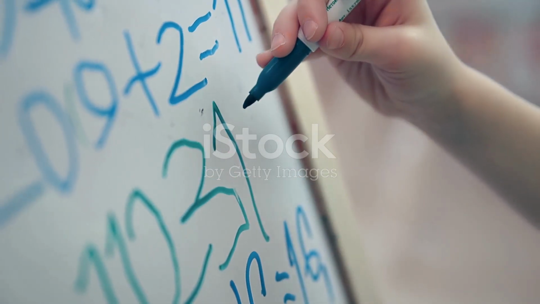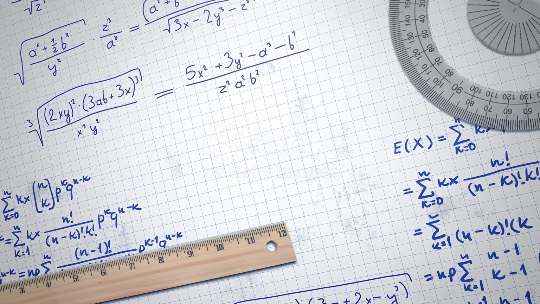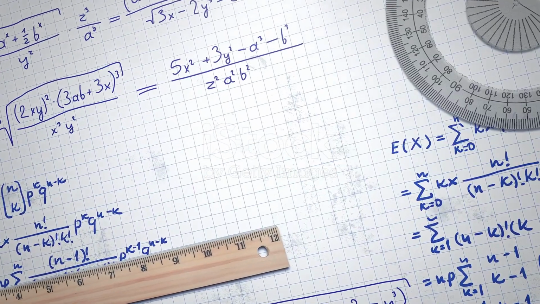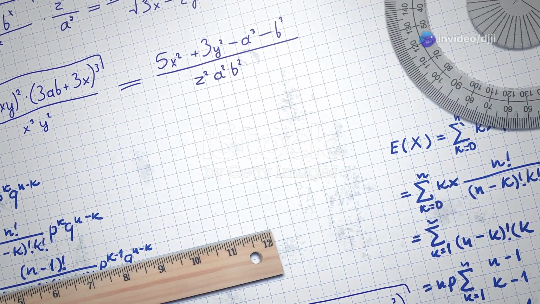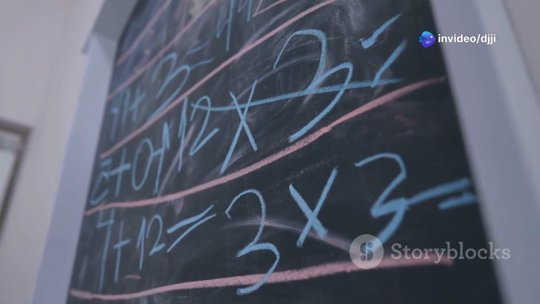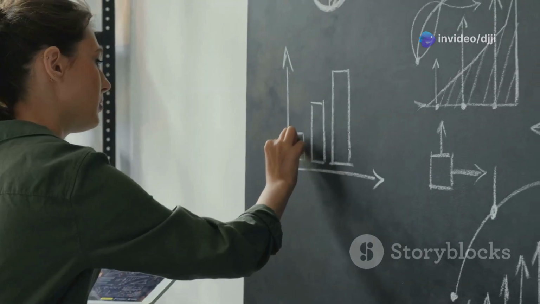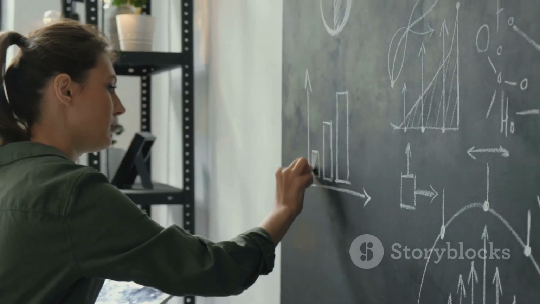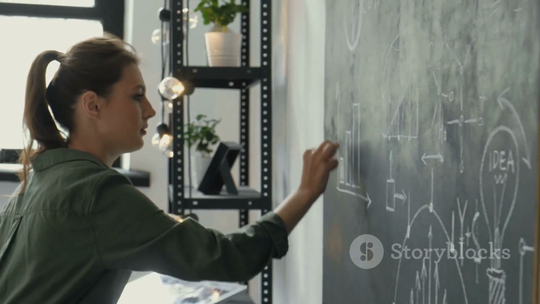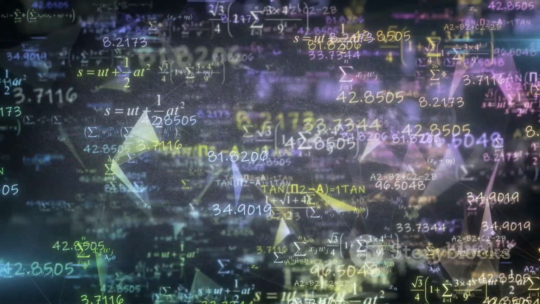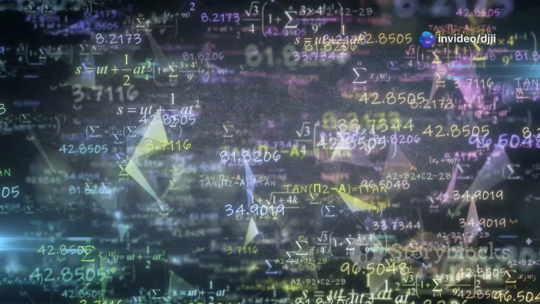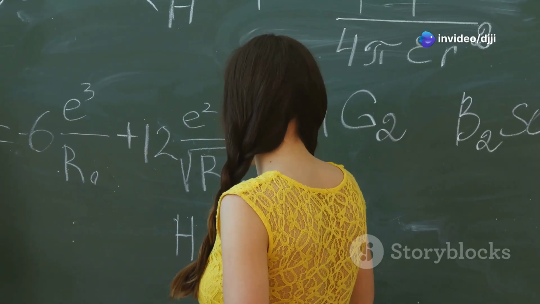Let's start by simplifying the expression, the square root of 50 plus the square root of 18 minus the square root of 8. To simplify the expression, we start by breaking down each square root into its prime factors. First, the square root of 50 equals the square root of 25 times 2, which is the square root of 25 times the square root of 2, giving us 5 times the square root of 2.